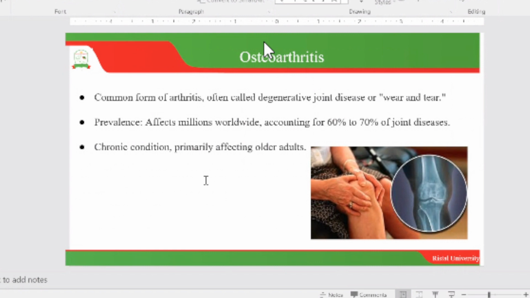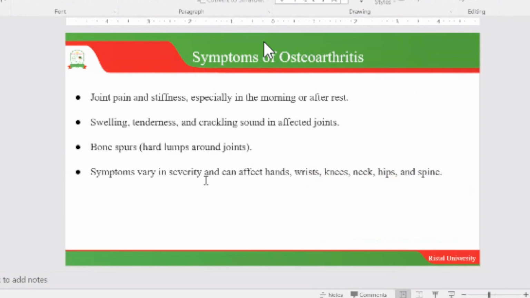And really, this is the most common. However, we've seen rheumatoid arthritis being a key. But here in this group of arthritis, we see that osteoarthritis is really key and very common. And it's prevalent and it affects millions worldwide, accounting for 60% to 70% of these joint diseases. And it is a chronic condition, okay, and it is primarily affecting adults, people with increased age, or our geriatric individuals are having these challenges.